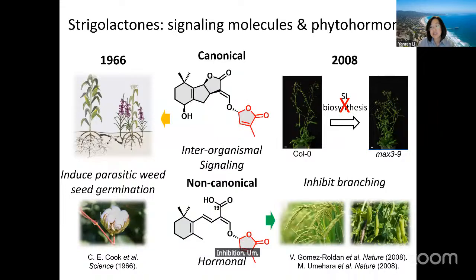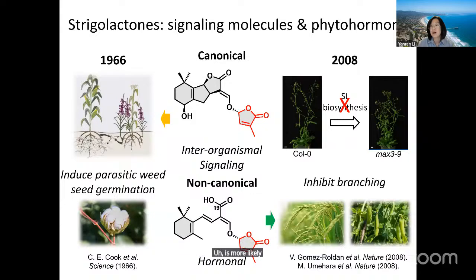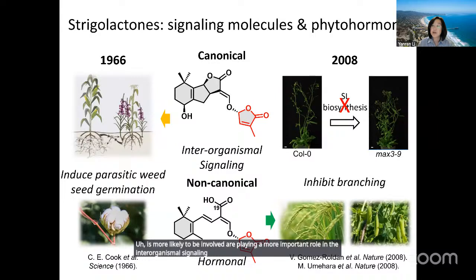Through many years of study, we developed this hypothesis that canonical strigolactones are more likely to play a more important role in interorganismal signaling, while non-canonical strigolactones mainly function as hormones.